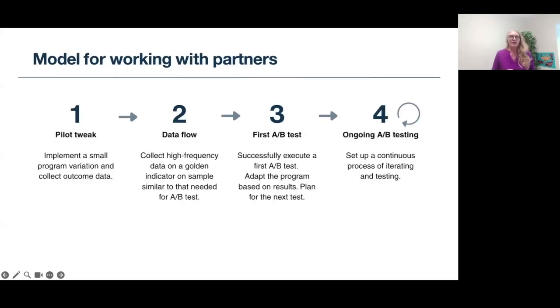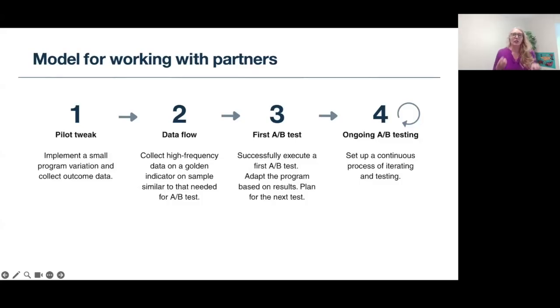This is the 4-step process. The first step is just trying out implementing 2 versions of the program. This is small scale. It's not randomized. It's just to get your program team saying, okay, I'm going to do this version of the program in this place and this version of the program in this other place.